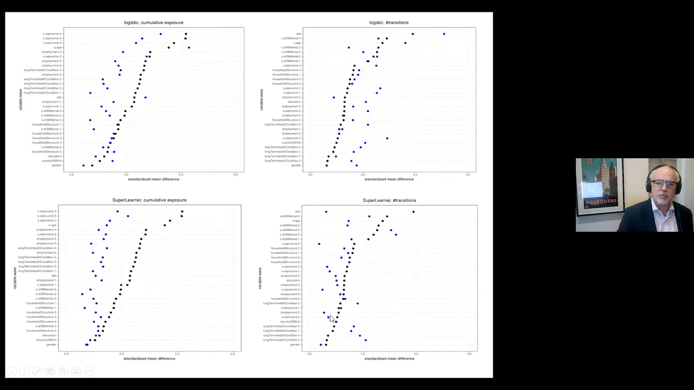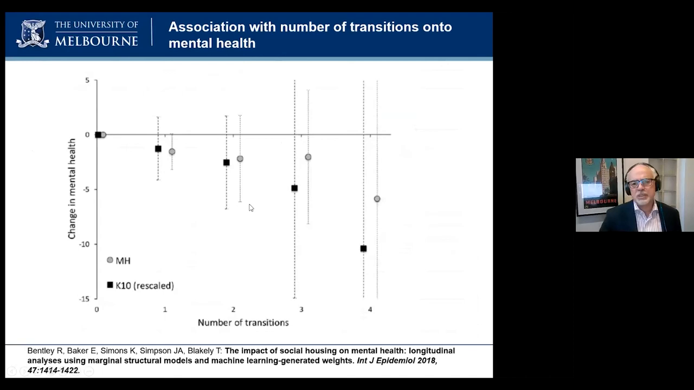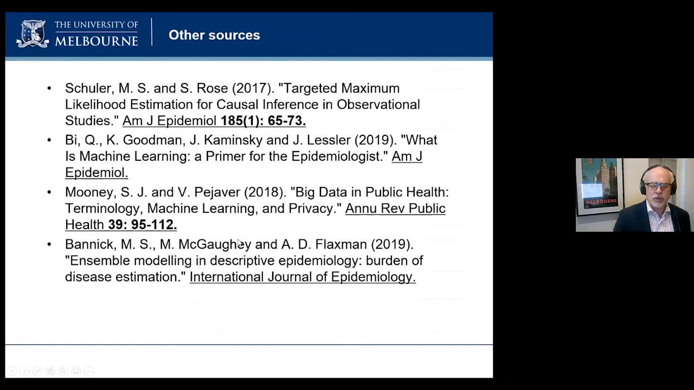These methods are helping, but not a panacea when you've got highly structured things in society, like who's in social housing and not. For what it's worth, when we did the analysis, it was the number of transitions that mattered. And we got some association, but still quite a lot of uncertainty on it. So there are other sources. I wrote this presentation about 2 years ago. There'll be a lot more than this, but these are some of the papers that I have found useful.